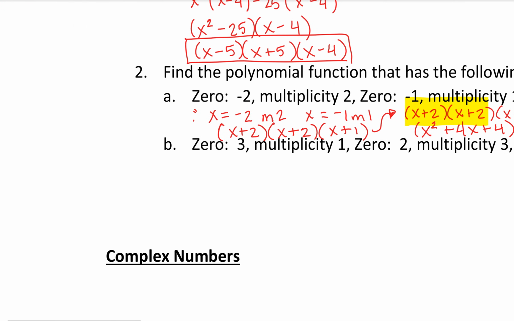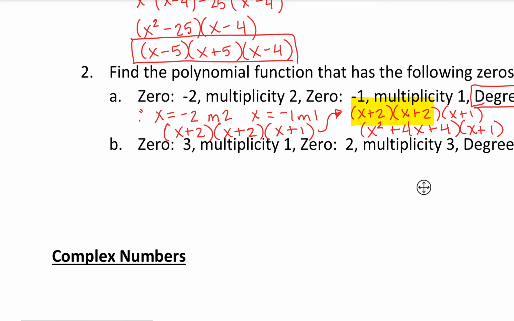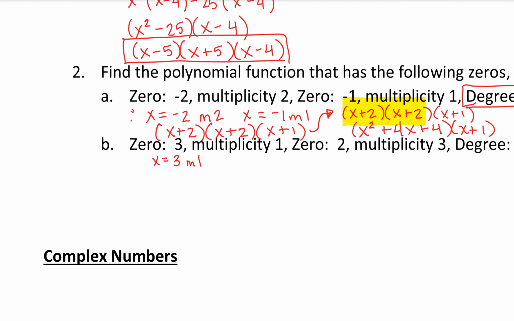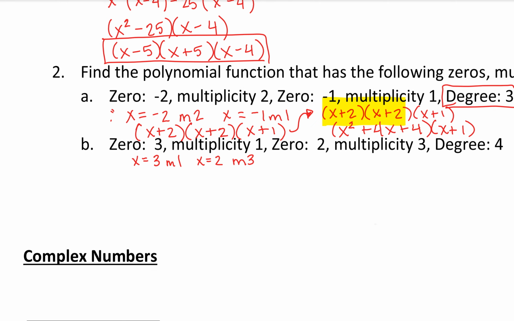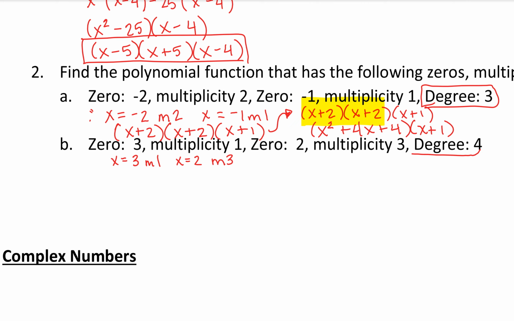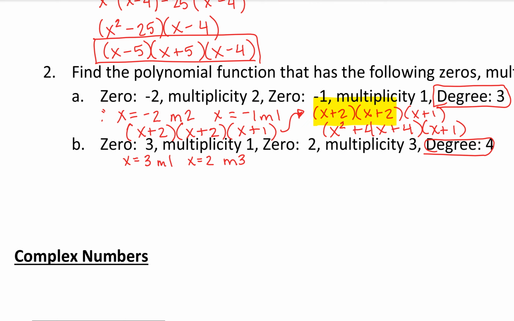All right, we're going to do the same thing for part B. We have a zero at 3, so we know x is 3. It has a multiplicity of 1, so it occurs once. It says we have a zero at 2, so x is 2. This one actually occurs 3 times. It has a multiplicity of 3. And we're going to get a degree of 4 when it's all said and done.